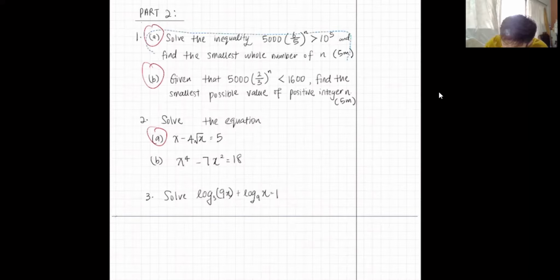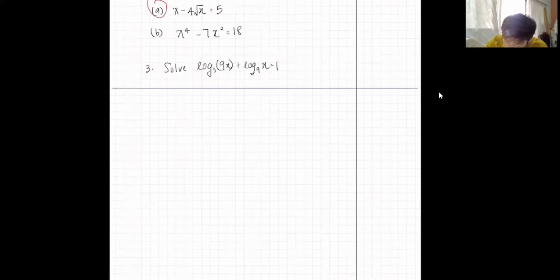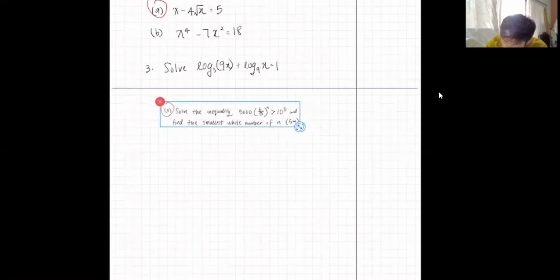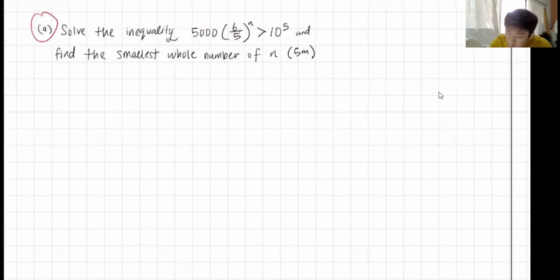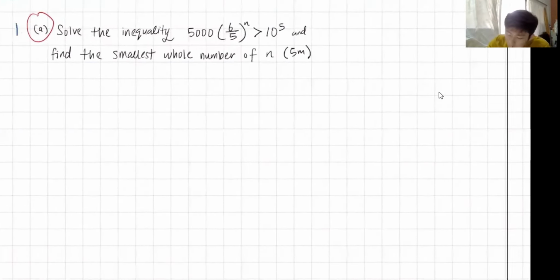Let me get the question. I'll try to write it here so it can be seen easily. All right, solve the inequality. This is 1A. The first keyword is inequality. You don't see an equal sign here. What you see is a greater sign, or a lesser sign, or greater than or equal to, or lesser than or equal to sign. So these are the signs that do not show equality.